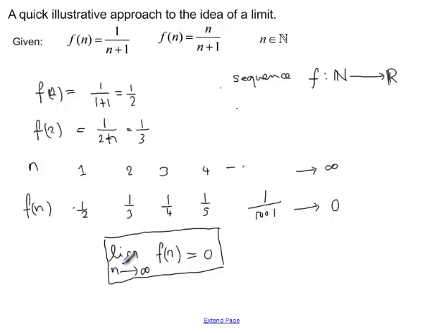You just read: limit of f of n as n going to infinity is equal to 0. So 0 is the limit. 0 is not the values of the function. It is the limit of the values of the function. Am I making myself clear? Is that clear, guys?